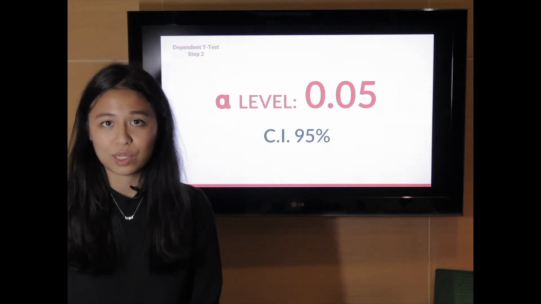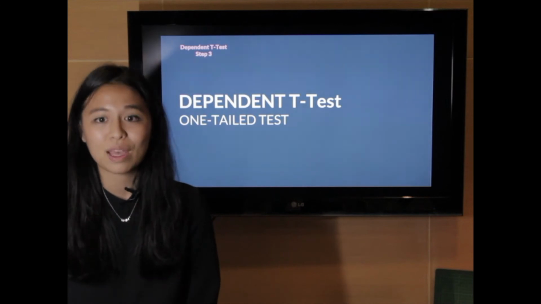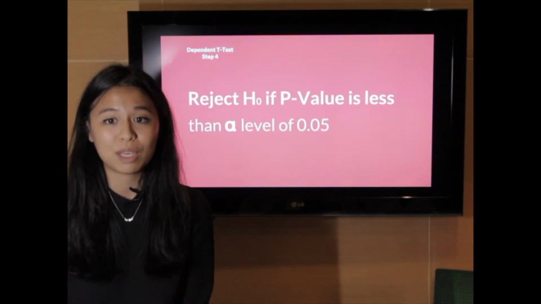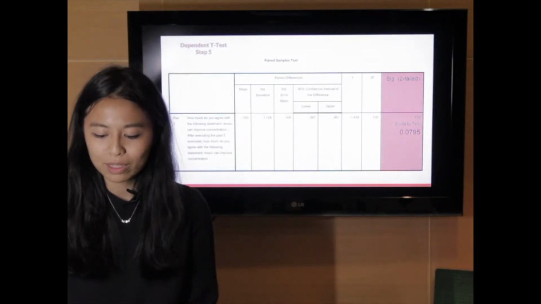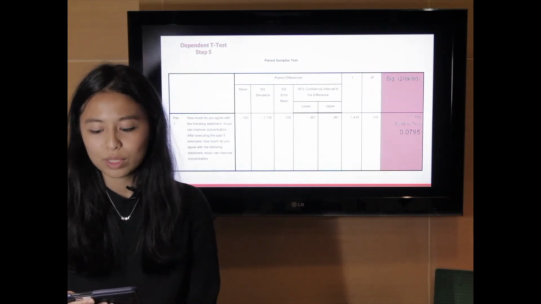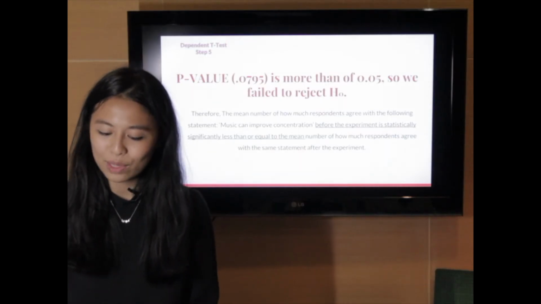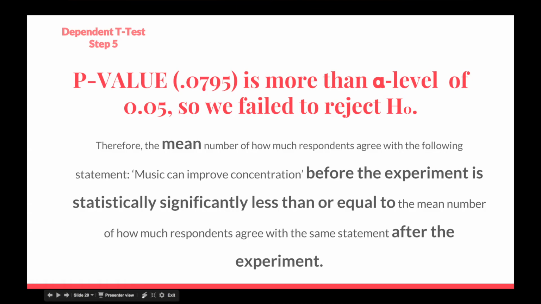Again, alpha level, 0.05. It will be a one-tailed test again. And the premise is still the same, where we reject H0 if the p-value is less than the alpha level. And for our response, we found that the p-value divided by 2 would be 0.0795. We go to our conclusion, which is, as the p-value is 0.0795, which is greater than the alpha level of 0.05, we fail to reject H0.